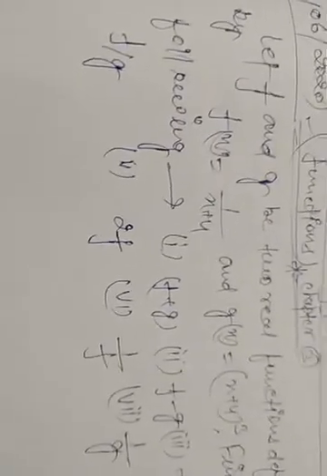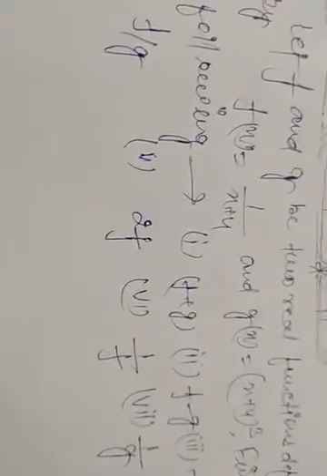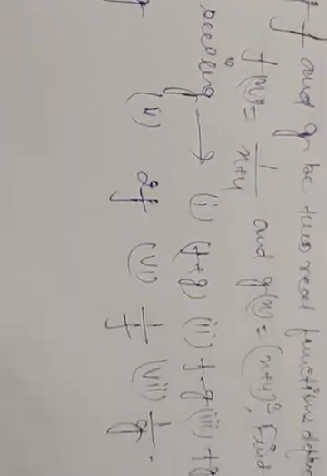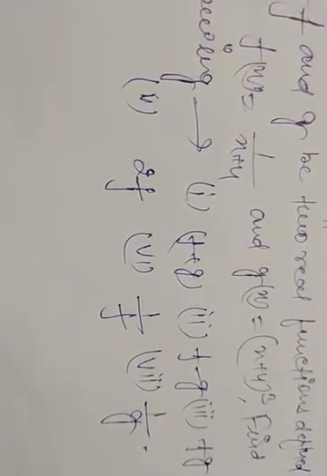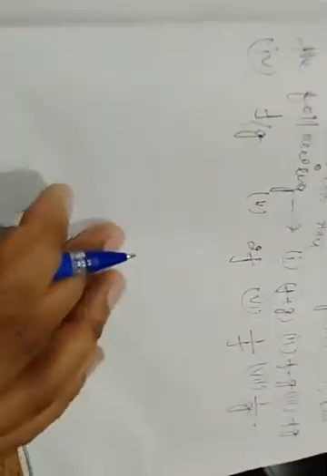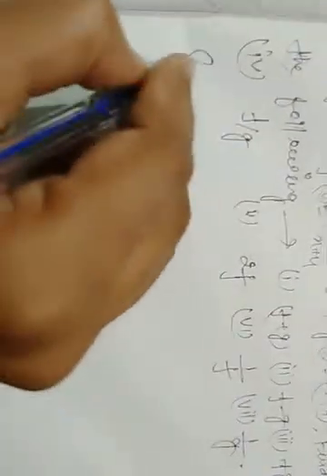Let's see once more time the question. Let f and g be two real functions defined by f of x is equal to 1 upon x plus 4 and g of x is equal to x plus 4 whole cube. Find the following: f plus g, f minus g, fg, f by g, 2f, 1 by f and 1 by g. Okay, let's see its solution. Let's solve it.